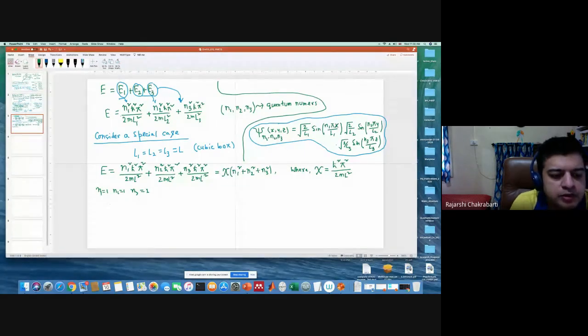So this is the lowest possible value. Then this energy is, can you tell me what the answer is? This is going to be 3 chi, isn't it? This is E000. I can call it E000.